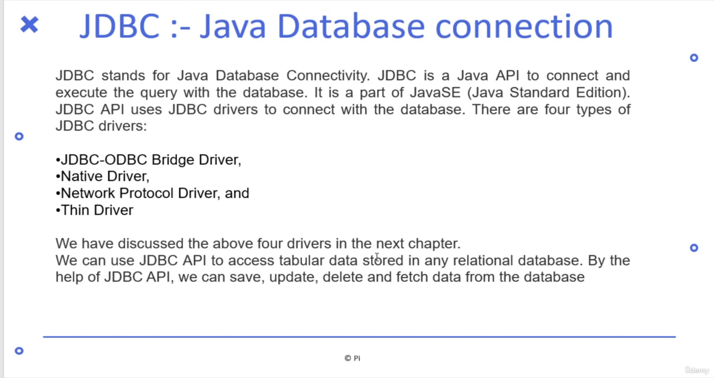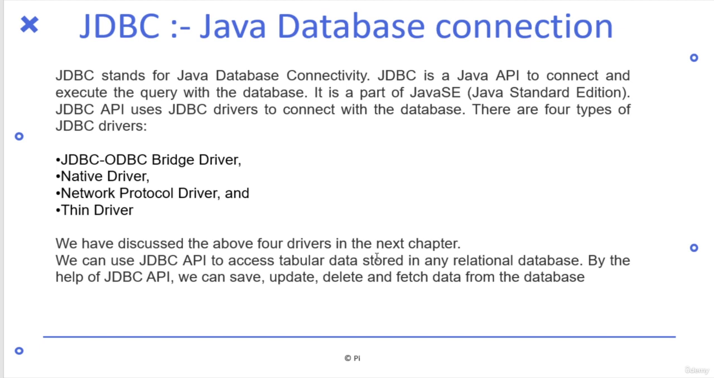So JDBC is a very stable API. Since the database and Java are deployed, JDBC is the standard Java API we are going to use here. Different databases have different JDBC drivers: MySQL has one, Oracle has another. For deployment on servers, PostgreSQL is also used, and nowadays MongoDB is also used for that purpose. So they have different JDBC connections, or JDBC drivers, we can say.